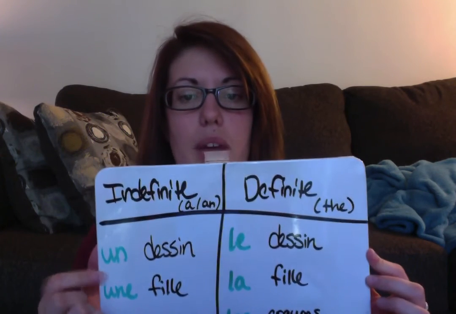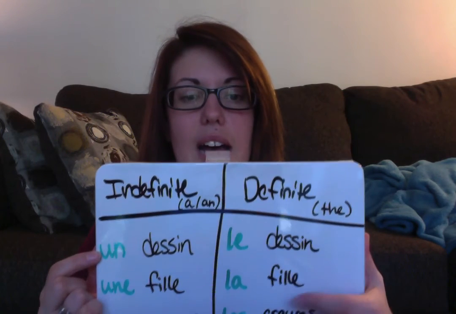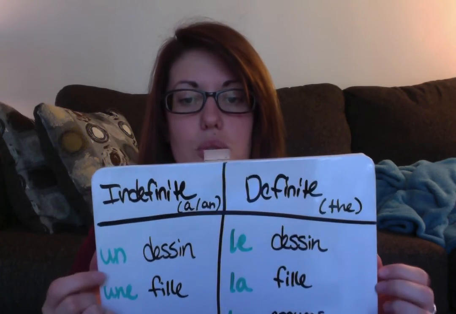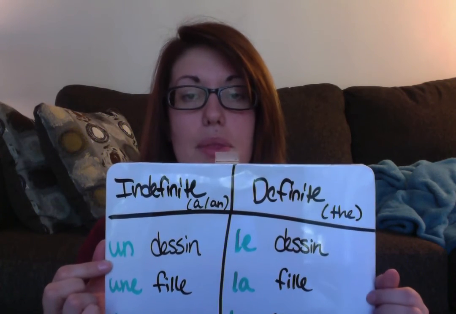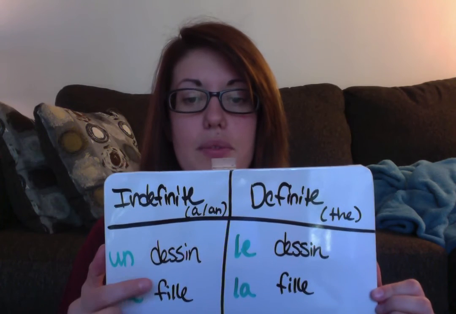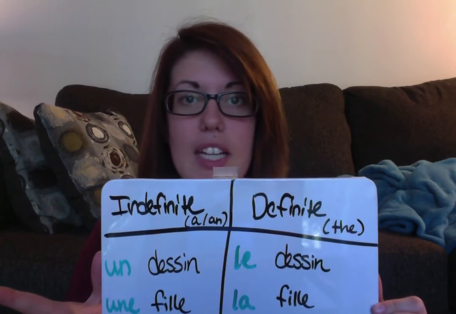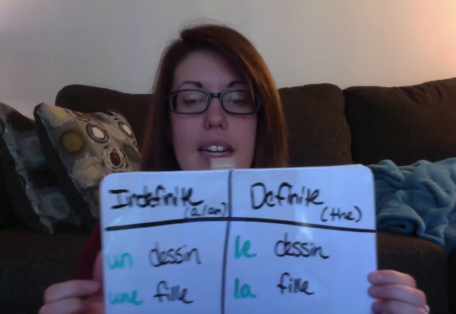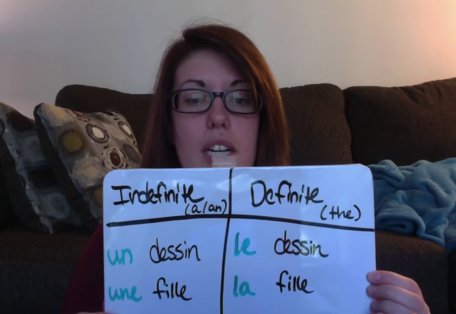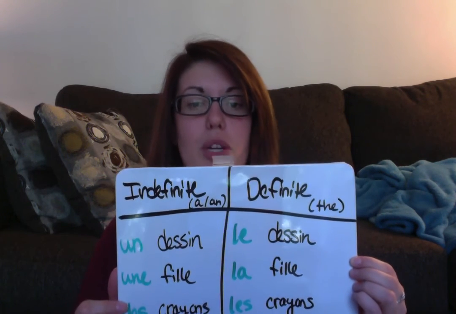The next one, we have une fille versus la fille. Une fille means a girl, la fille means the girl. So une fille is indefinite. It doesn't matter which one. Une fille, any girl, a girl, whereas la fille is the girl. And again, you're still using feminine singular. Une and la both are feminine singular. It just depends on what you want to say.